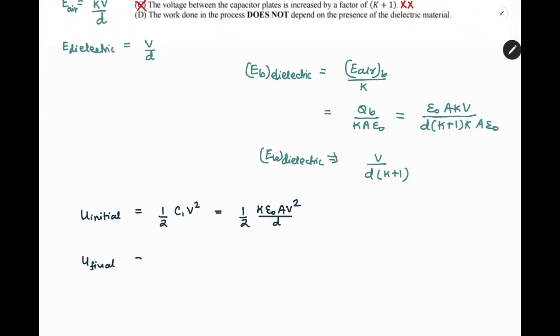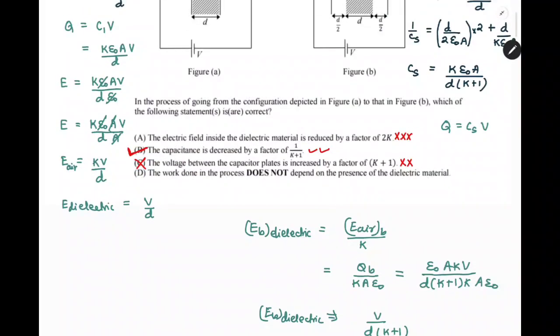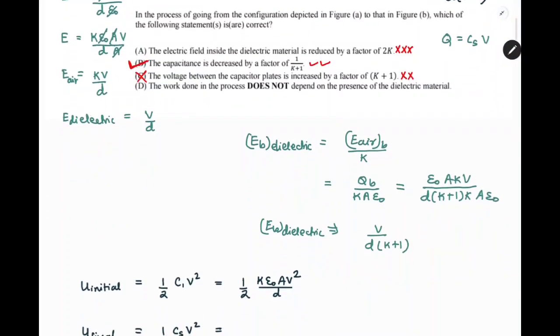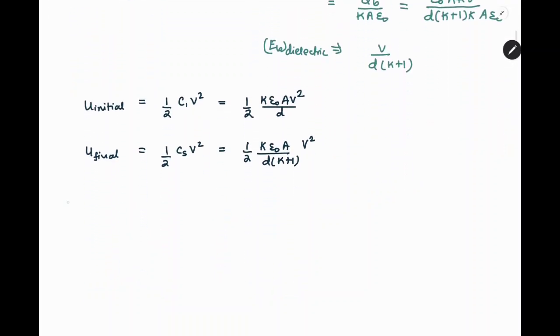If we calculate the final energy, then it is equal to half C series V square. Since voltage is constant, we are using the expression half CV square. If charge is constant, then we use the expression Q square by 2C. So for C series, we have K epsilon naught A by D(K plus 1). So half of K epsilon naught A by D(K plus 1) times V square. So if we calculate work done, the work done in the process is U final minus U initial.